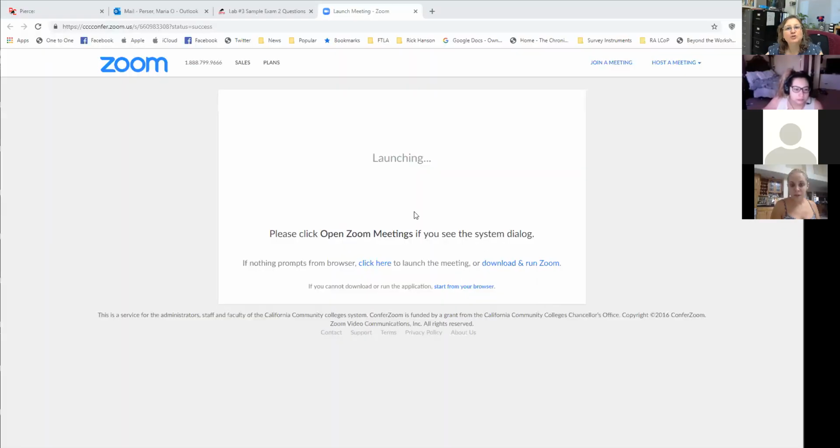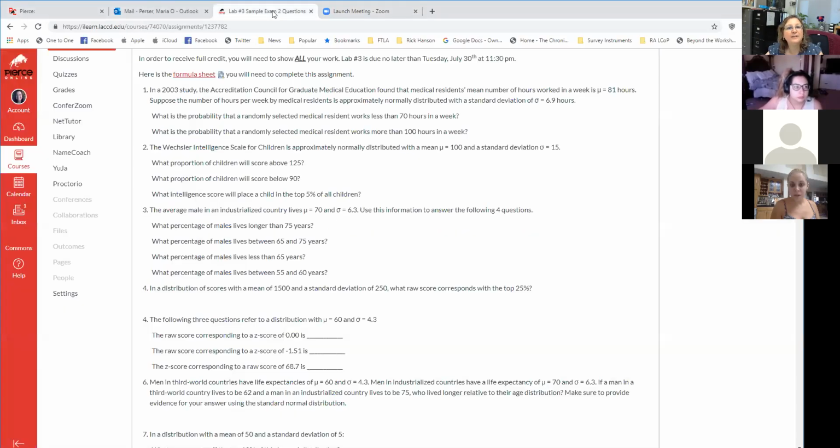Oh yeah, that's one of those where you have to... Well, which is number 5 now? Yeah, number 5, because it says the raw score corresponding to a z-score. So we're trying to find the raw score, which is the x value here. Let me share my screen. Here we go.